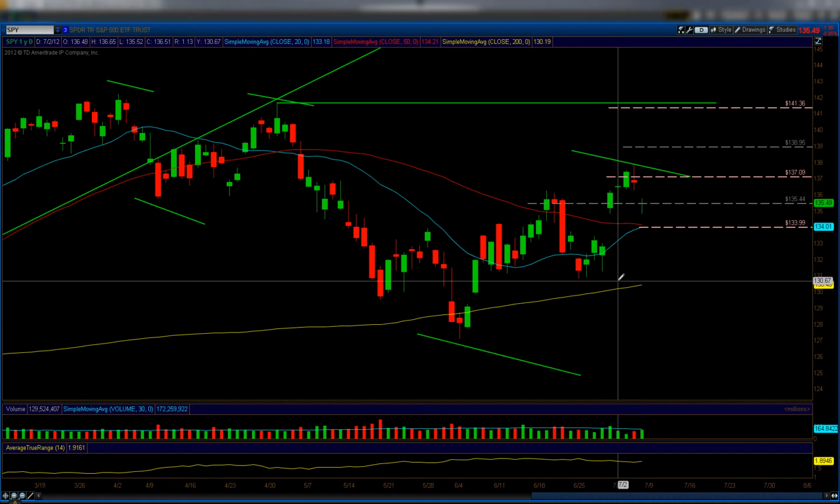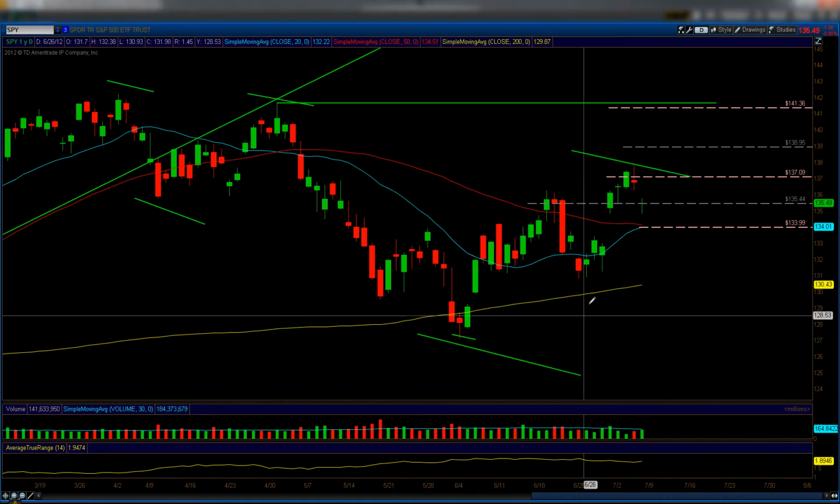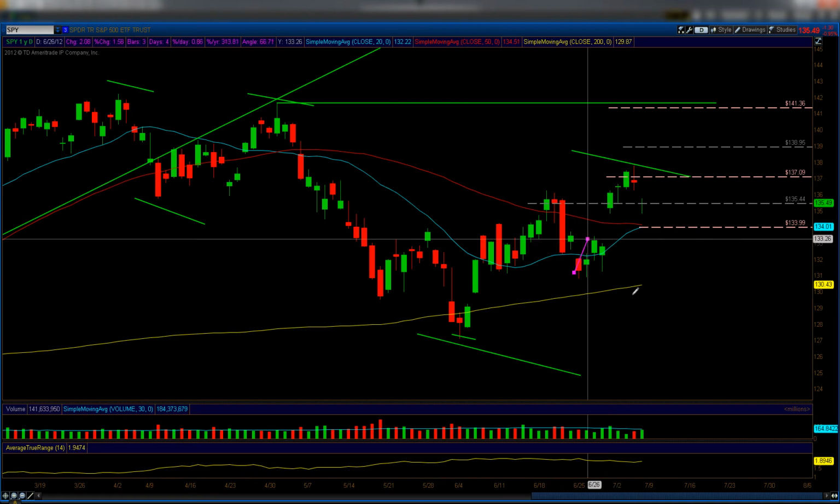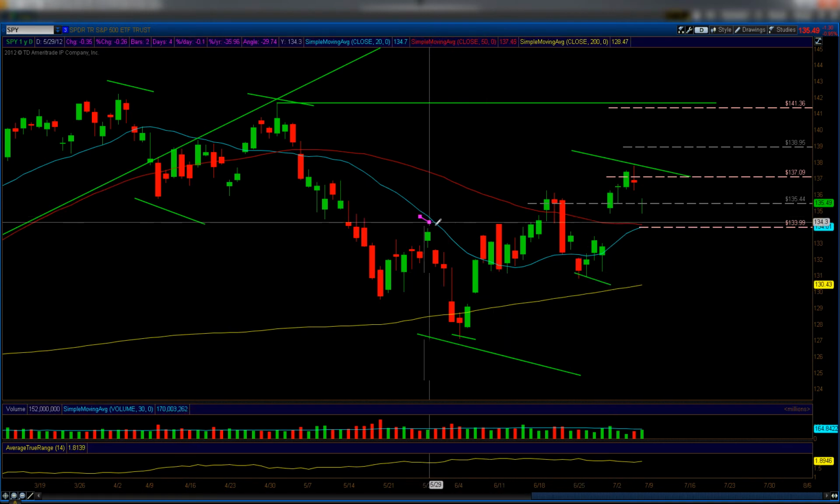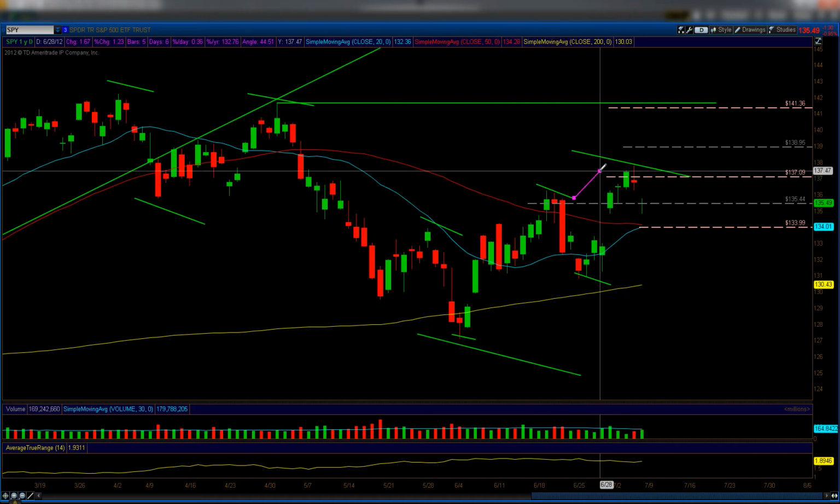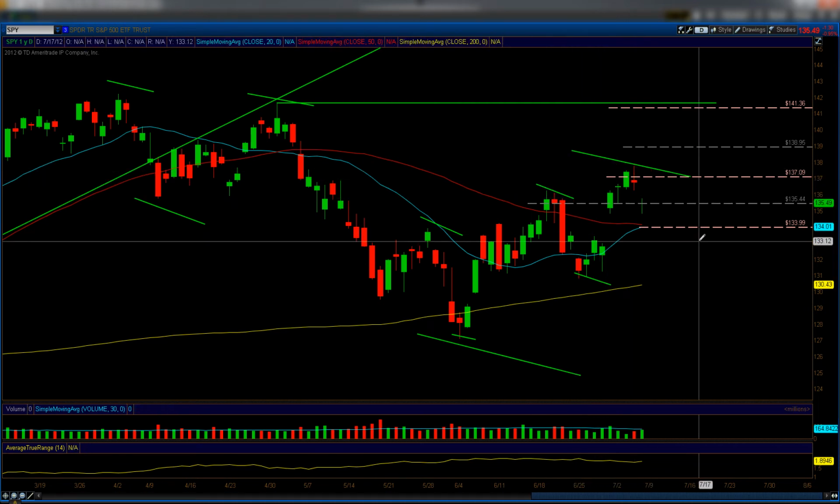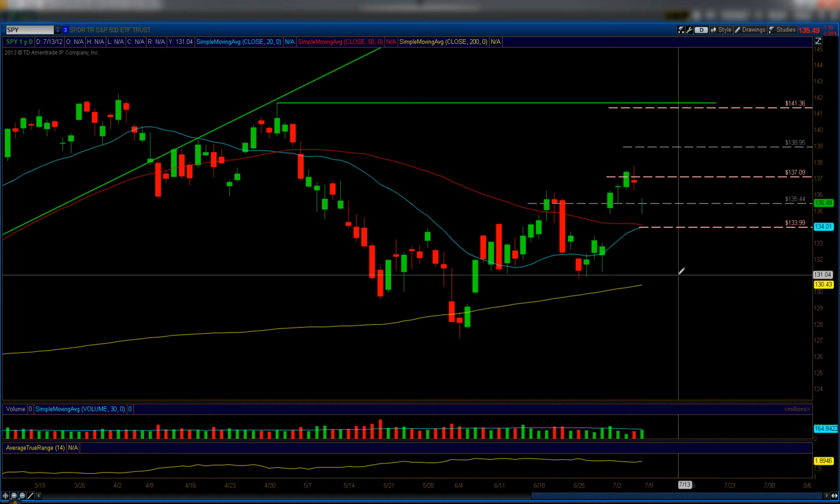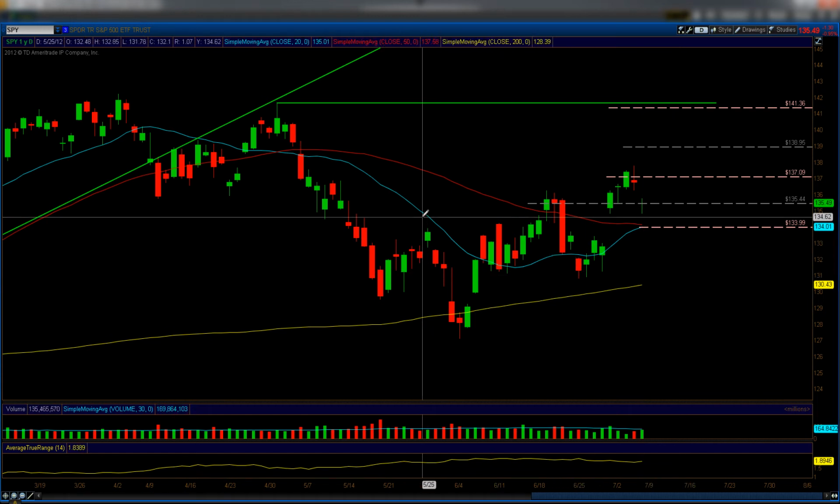In the shorter term, however, as you can see, we have a low here and a higher low, and then we have a high here, and definitely a higher high and another higher high here. So in the very short term, it does look like the trend has changed.